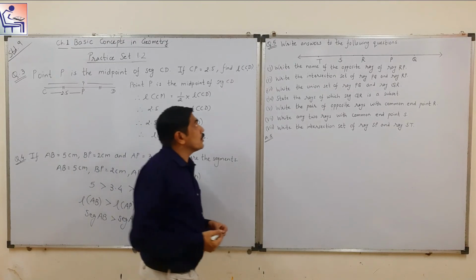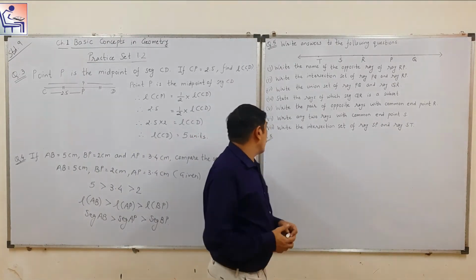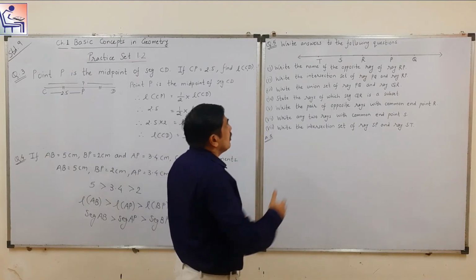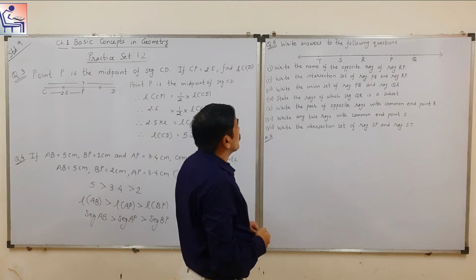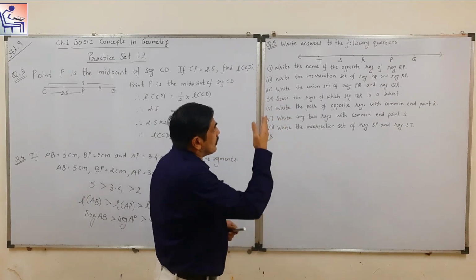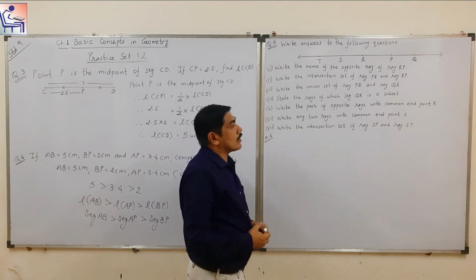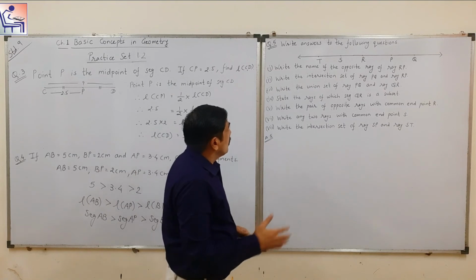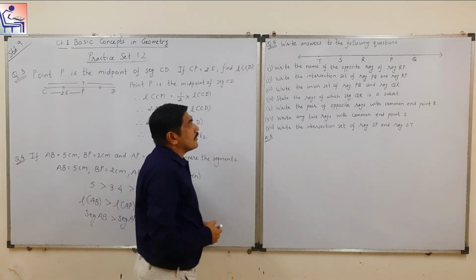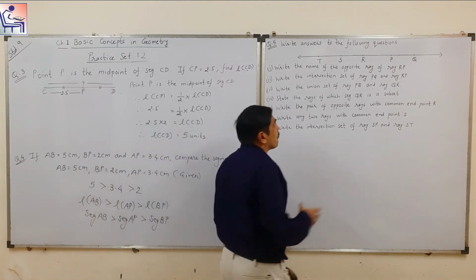Here we are moving towards question number 5. There are 7 questions in this question number 5. One number line is given to you. We have to answer all the questions. See here on the number line you can see some points T, S, R, P and Q. We have to give the answer to all these questions. Write the name of the opposite ray of ray RP.